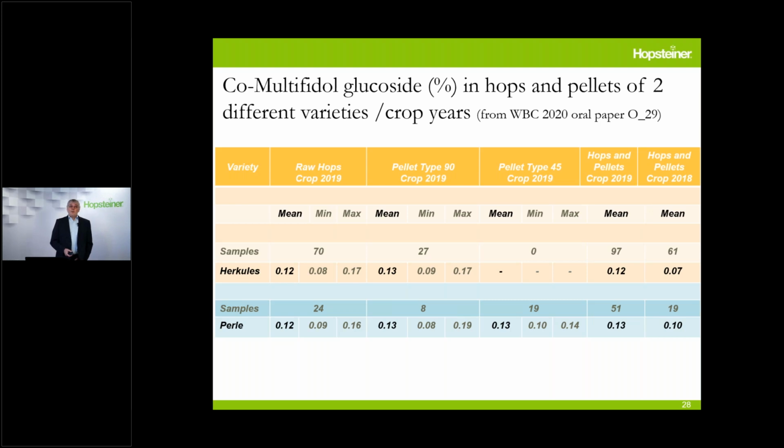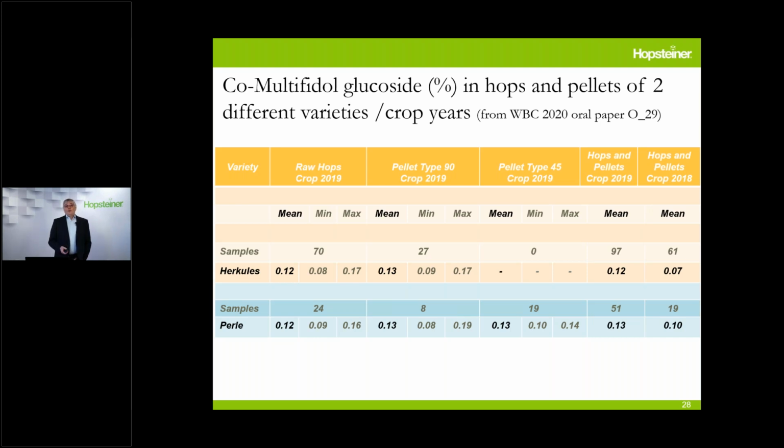So in crop 2019, the mean value for this variety for the raw hops was 0.12, and all in all we analyzed 70 raw hop samples of this variety, and you see it's a wide range, 0.08 to 0.17, resulting in the mean value of 0.12. We also analyzed pellets type 90 of the same variety, 27 samples, resulting in almost the same mean value and almost the same minimum maximum range.